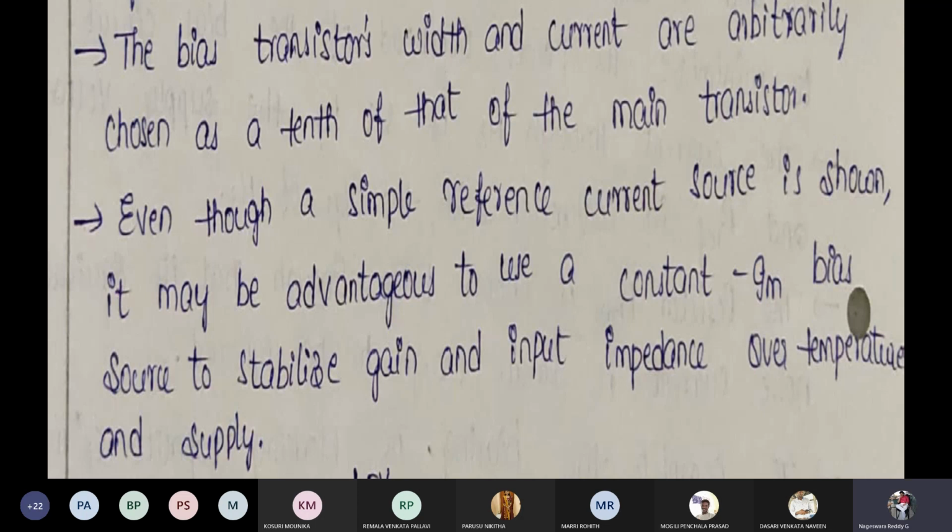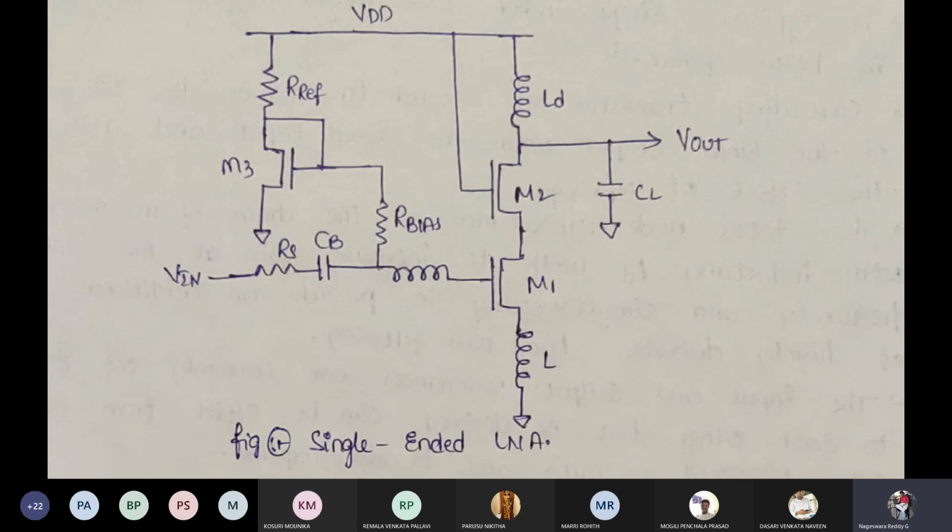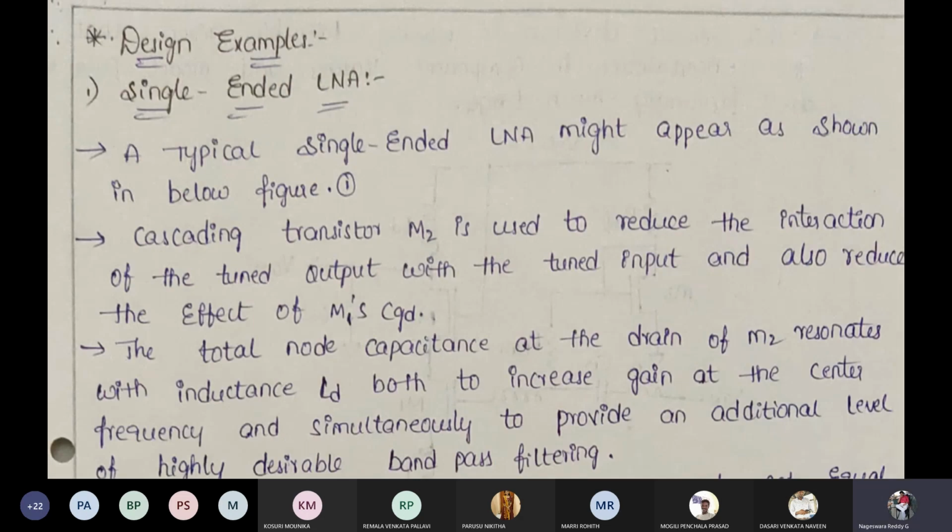Once again, I can explain. What is meant by a single-ended low noise amplifier? A typical single-ended cascode low noise amplifier might appear as shown in the figure. Already I explained about the low noise amplifier. What is meant by a low noise amplifier? It cannot add too much noise of its own. This is the low noise amplifier.